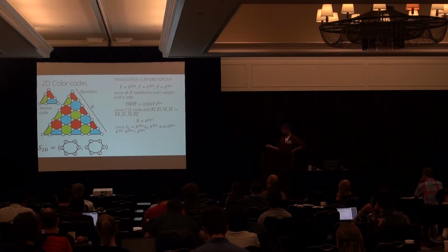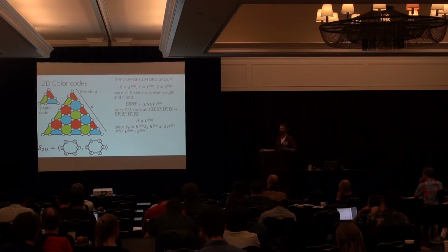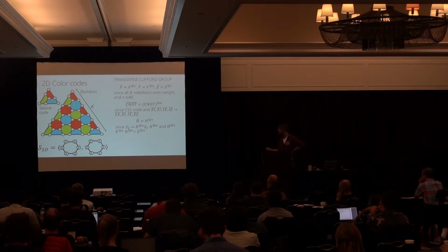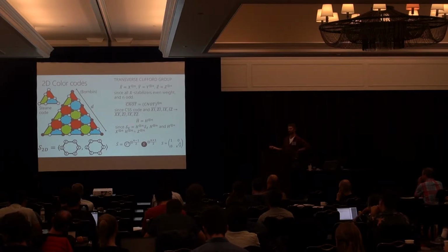Hadamard in this code, because the X and Z type stabilizer groups are the same, it's pretty clear that when you apply Hadamard to all qubits, you just flip X into Z. So that's a logical operator. We're almost done. The last one might be a little bit less obvious to see. I'll talk about it a bit more in a second.